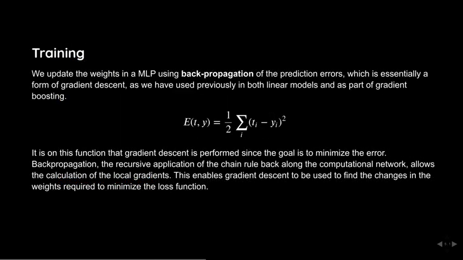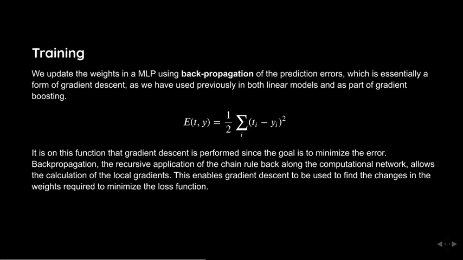We update weights in a MLP using backpropagation of the prediction errors, which is essentially a form of gradient descent. The basic error function for the MLP is shown here. We square the differences between the predicted and observed outputs because we will be summing errors, and we need to avoid having errors in different directions that cancel each other out.